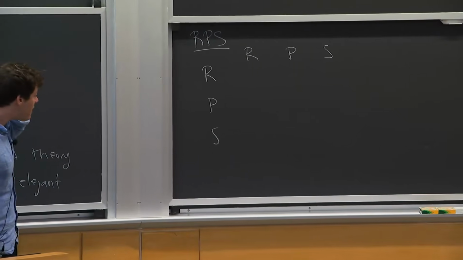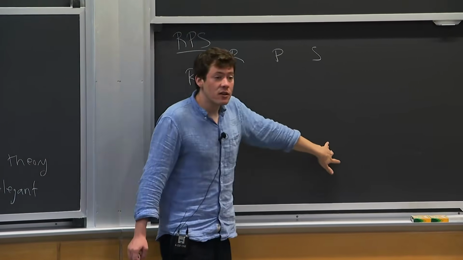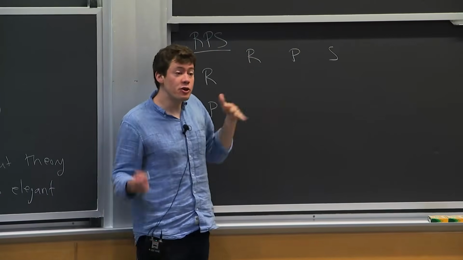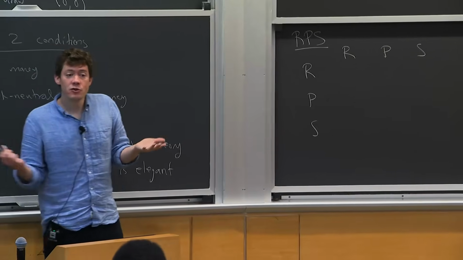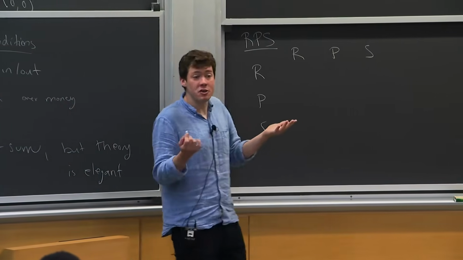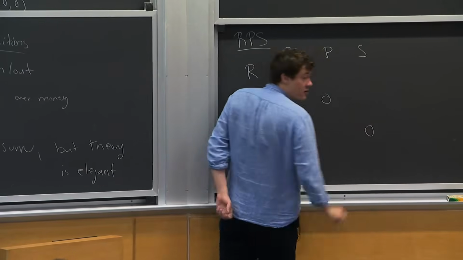So let's just fill this in cleverly. Well, if we go down the diagonal, in this case, the 2 players are making the same move, and that means the game ends in a tie. So if the game ends in a tie, we'll say the payoff is 0 to both players. So along the diagonal, we have 0, 0, and 0.